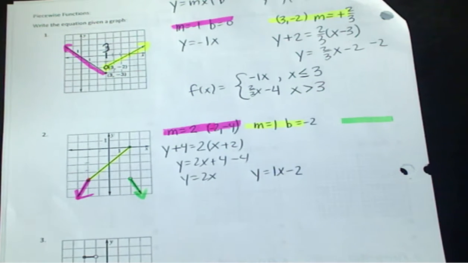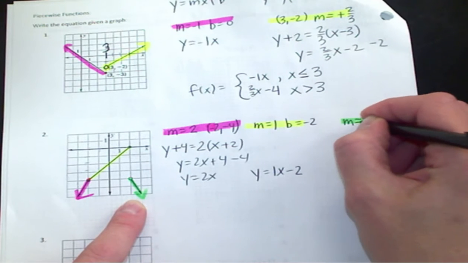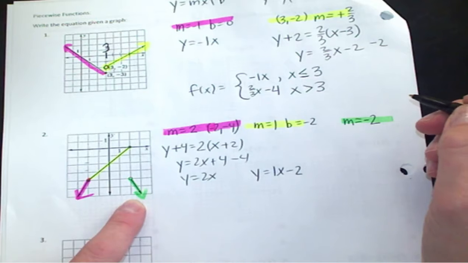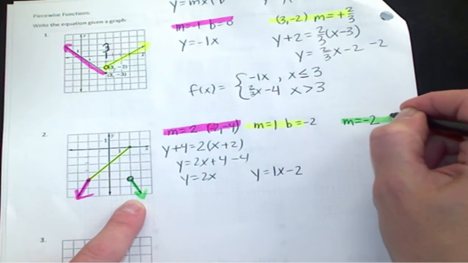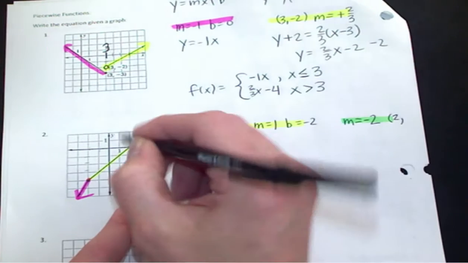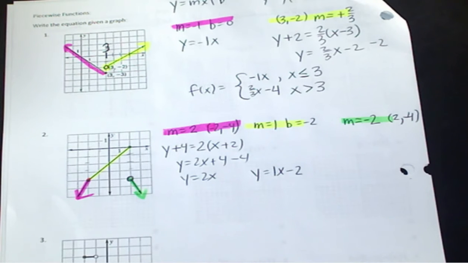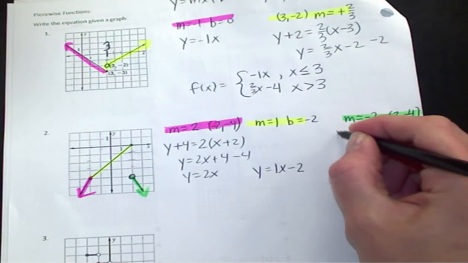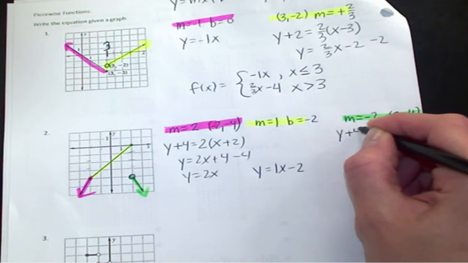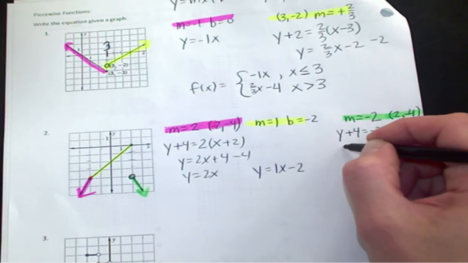Green. Okay, slope is -2. And I know that point is open. Doesn't matter. I just need a point that's touching that line. 4. Okay. Y minus y1, x minus x1.